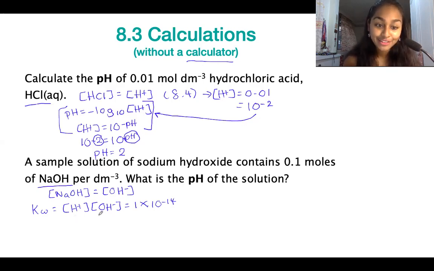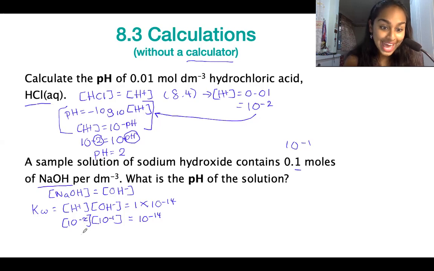So here I've got my concentration of OH minus. Again, I'm going to convert this to standard notation because we're doing this without a calculator. This is going to be 10 to the minus 1 in terms of standard notation, because there's only one decimal place. So I input 10 to the minus 1, and that's going to equal 10 to the minus 14. Essentially, I'm looking for this unknown in order to solve it.